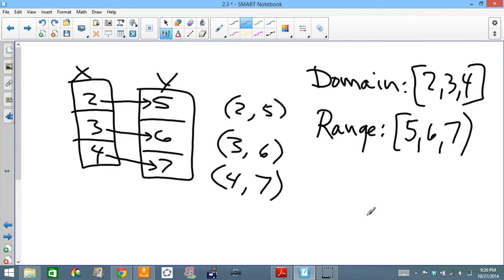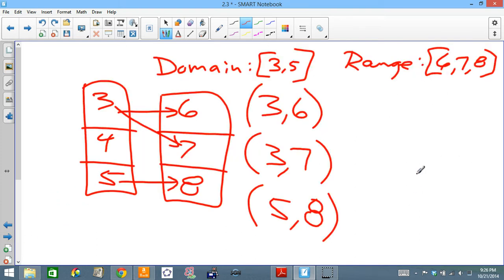And finally, let's take a look at a couple. Here is a function. This is a function, and the reason is because each x value has only one corresponding y value. You see that makes up an ordered pair, 2 and 5. The domain of this function is 2, 3, and 4. Those are all your possible x values. The range is 5, 6, and 7, all your possible y values. That's a function. What about this one?